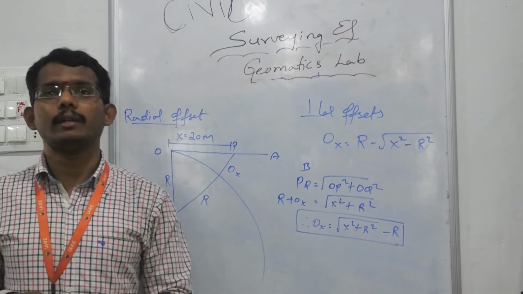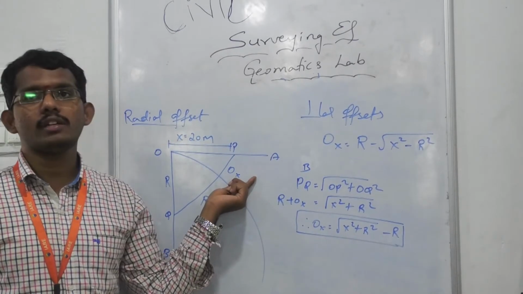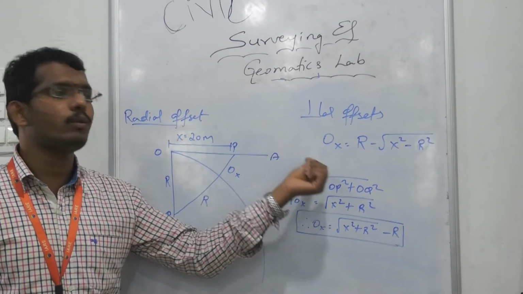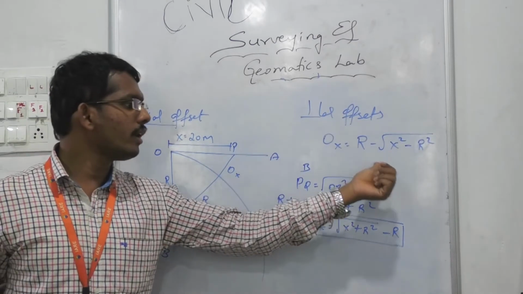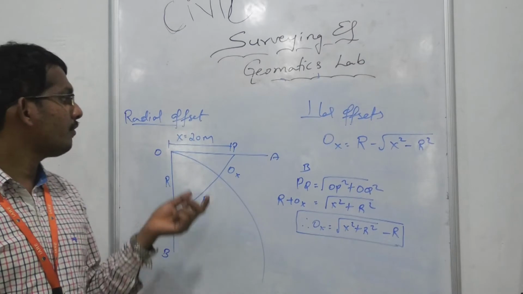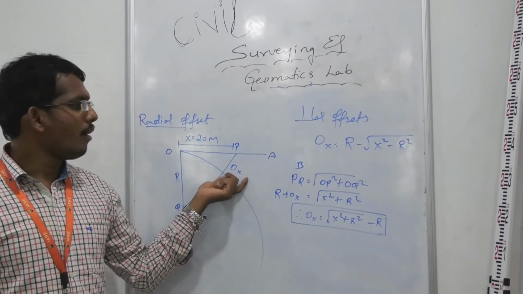In this experiment, we are going to find the radial offsets at an interval of 20 meter. Suppose it is 40 meter, again you get OX2 here. If it is 60 meter, you get OX3 here. Like that you form a curve along the path. Now for the first interval of 20 meter, I want to find the value of OX. Now how to find OX?